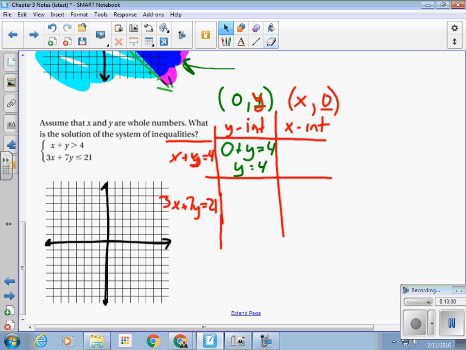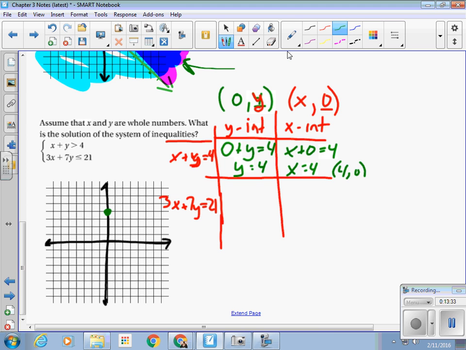Okay, so my first function, x plus y equals 4. When I plug in 0 for x, I get out 4 for y. So I plot the point 0, 4. To get my x-intercept, I plug in 0 for y. I get x is equal to 4. And so my x-intercept is at 4, 0. I have 2 points on my line.